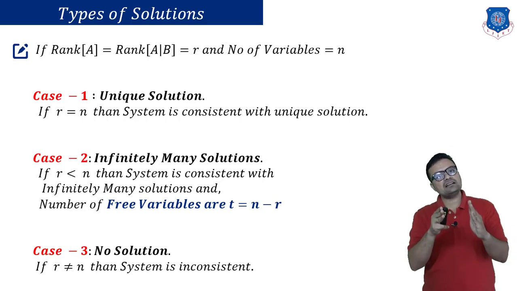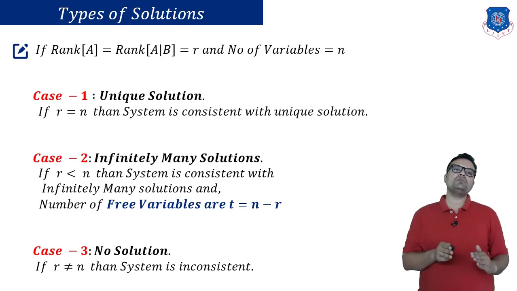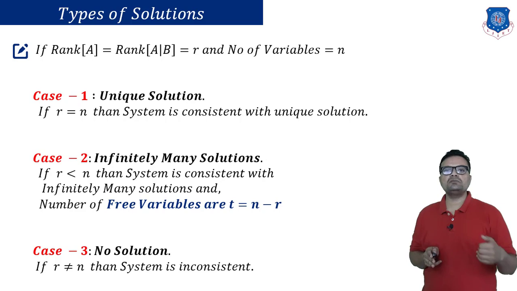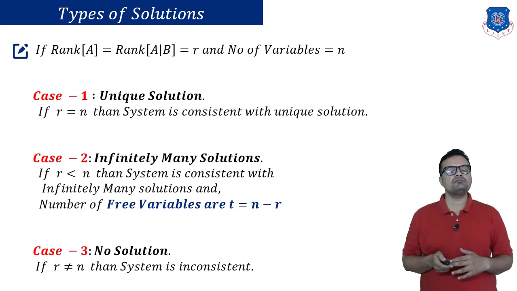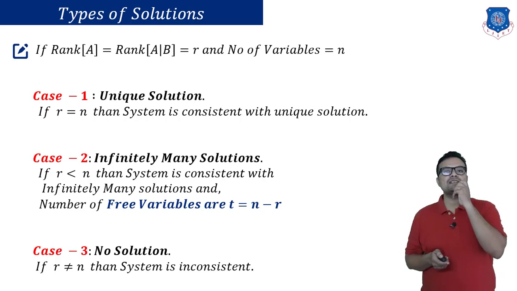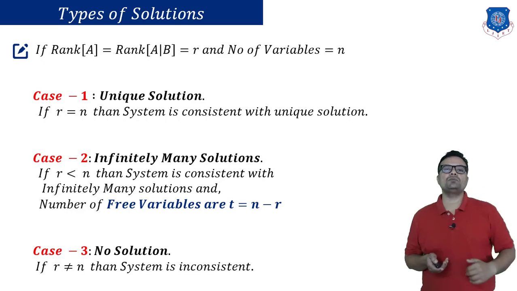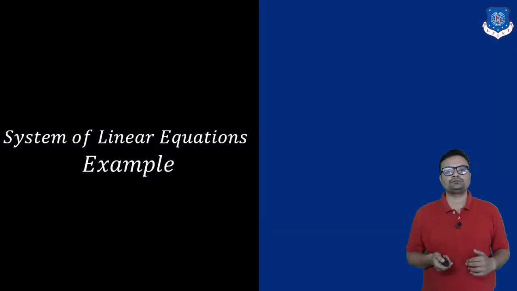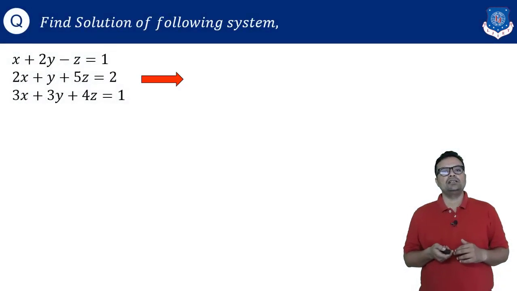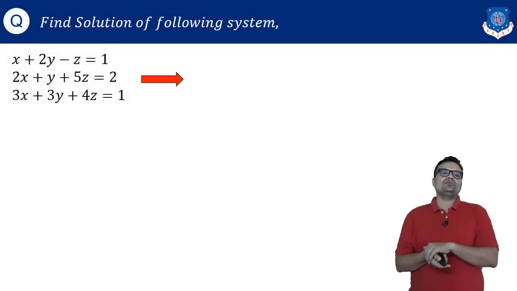Okay, and to find this answer of unique solution or infinitely many solutions, you can go for the Gauss-Jordan method, you can go for the Gauss elimination method. Now we are going to discuss examples for all these three possible solutions. So the first example is: find the solution of this system.